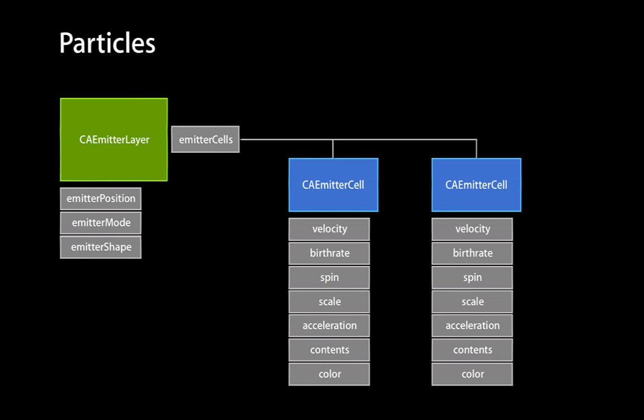The key ones: birth rate is how many particles per second are going to be generated. And contents, you can set to a CGImageRef. Usually, you want to use a grayscale image because that allows you to take advantage of the color offsets, the color properties, to animate the different colors of the particles.